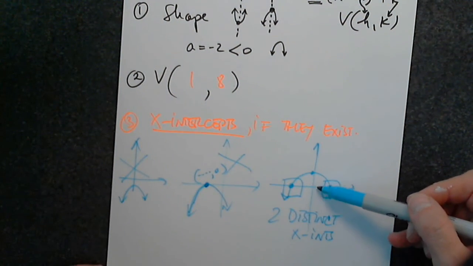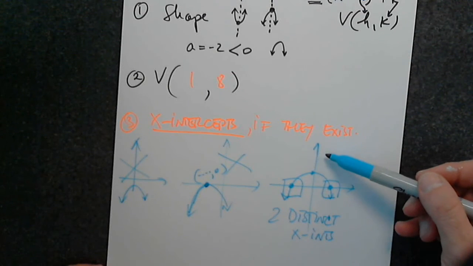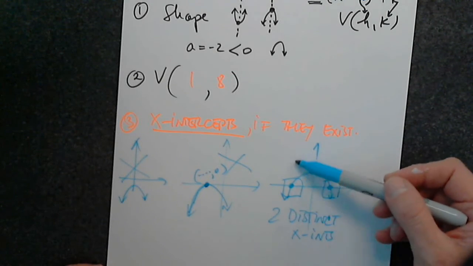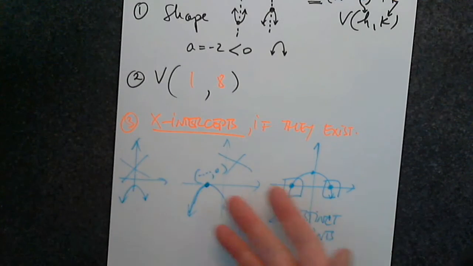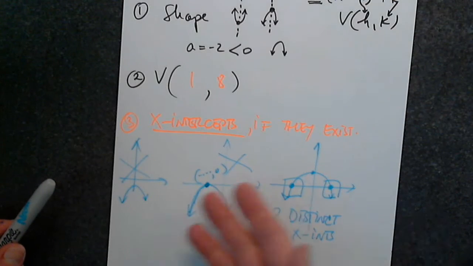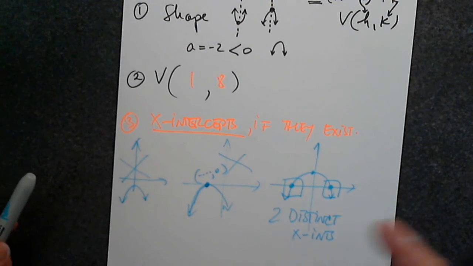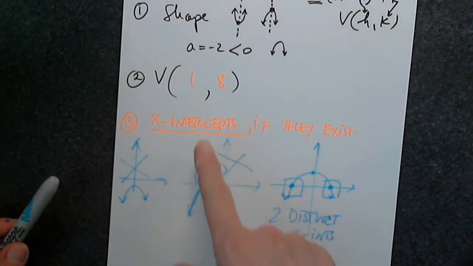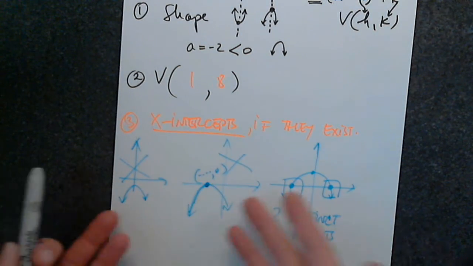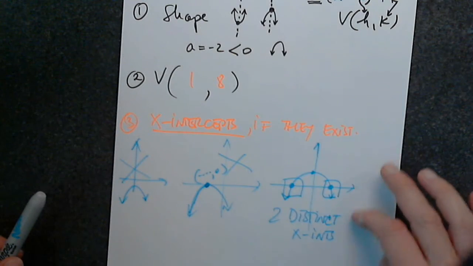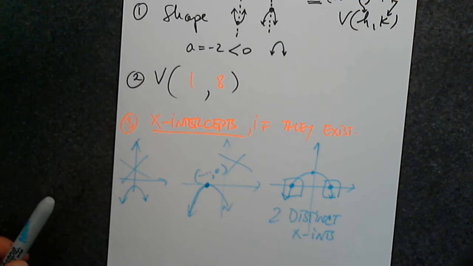And that's the case, because the vertex is at x equals 1 and the maximum height is 8. So obviously the parabola has to cross the x-axis twice. This analysis is very important because I don't want to waste my time. If they don't exist, then I'll say they don't exist. If the only x-intercept is the vertex, then I'll say it's the vertex. So only in this situation I have to calculate.